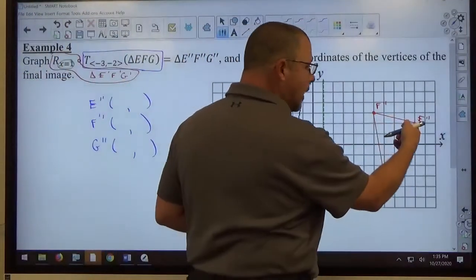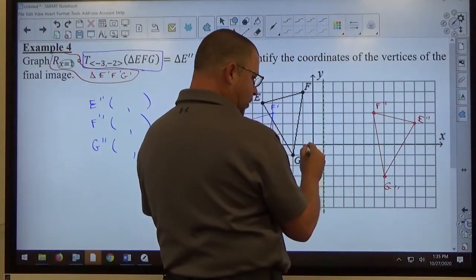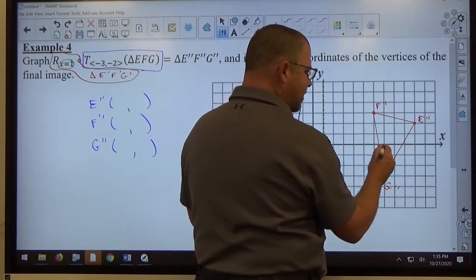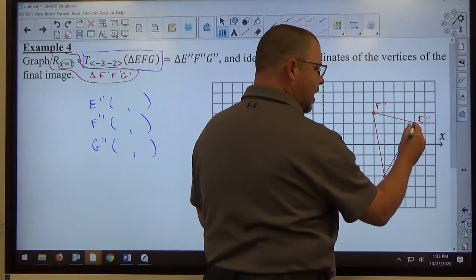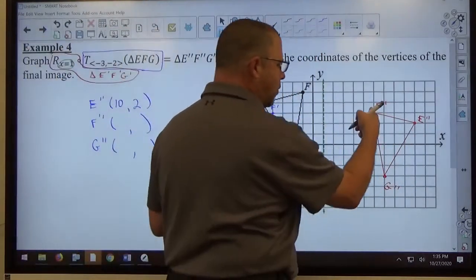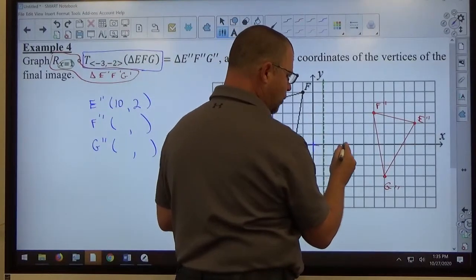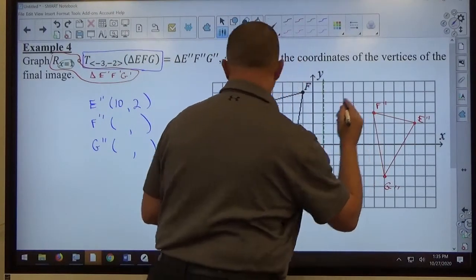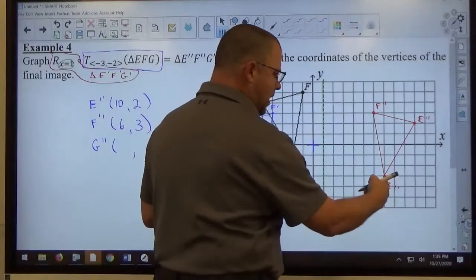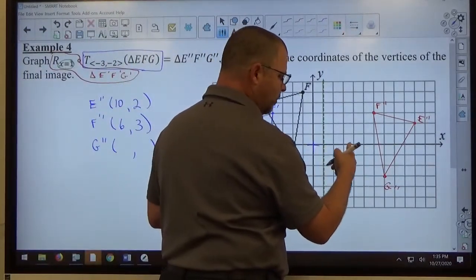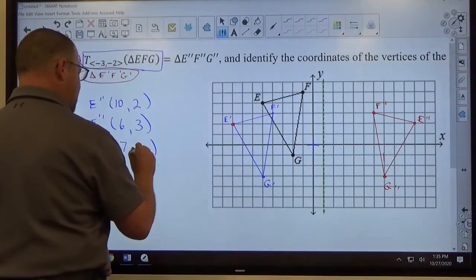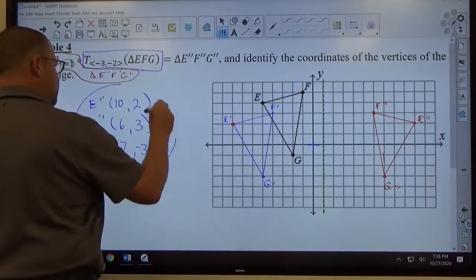So E double prime is from the origin. Here's the origin right here. 1, 2, 3, 4, 5, 6, 7, 8, 9, 10, comma 2. F double prime is right here from the origin. 1, 2, 3, 4, 5, 6 right, 1, 2, 3 up. That's positive 6, positive 3. And G double prime is down here from the origin. 1, 2, 3, 4, 5, 6, 7 right, and 1, 2, 3 down. That's 7, comma negative 3. Those are the coordinates of the vertices.